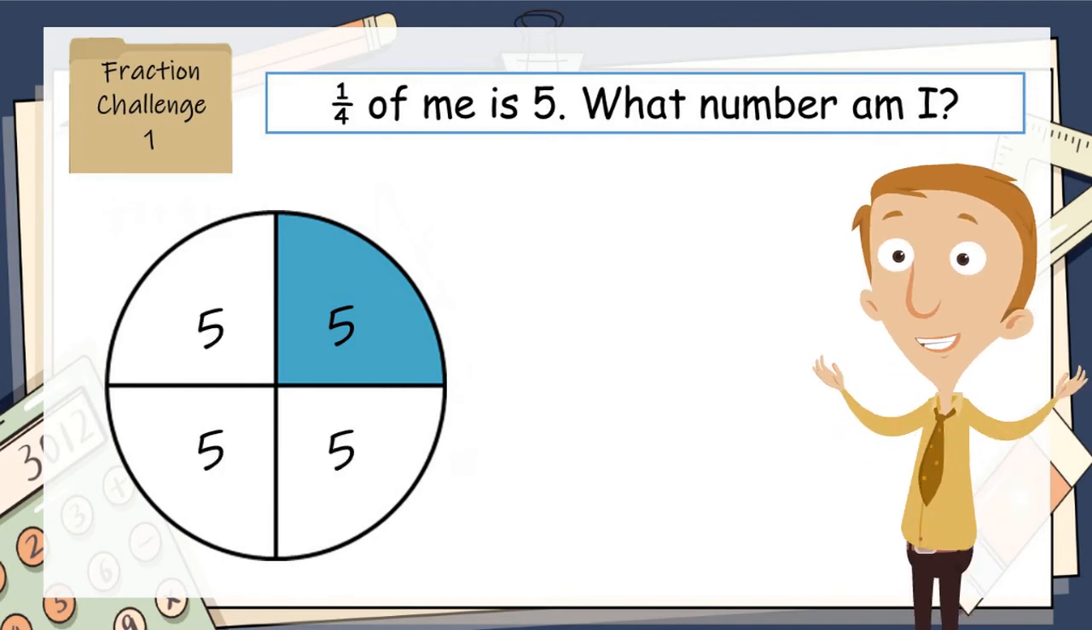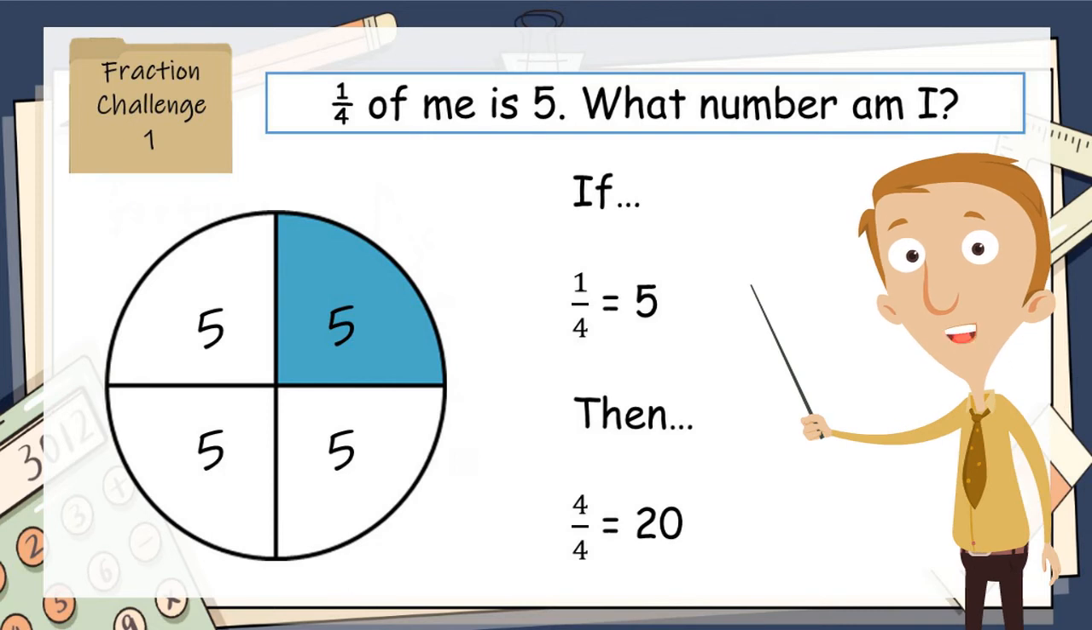Okay, so if 1/4 is equal to 5, well, we know that fractions have all equal parts, so that means all the other parts are also equal to 5. So if 1/4 is equal to 5, then 4/4 is going to be equal to 20. So the full amount of the bill was 20, and I had to pay 1/4, which was 5.